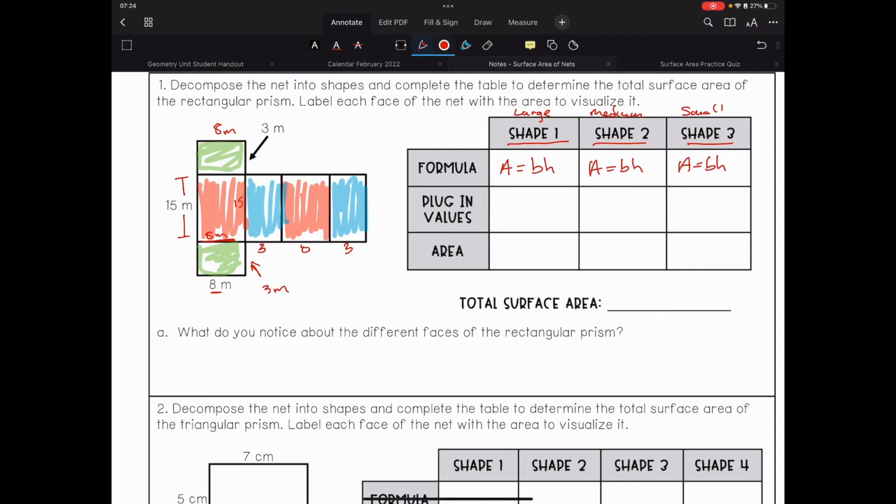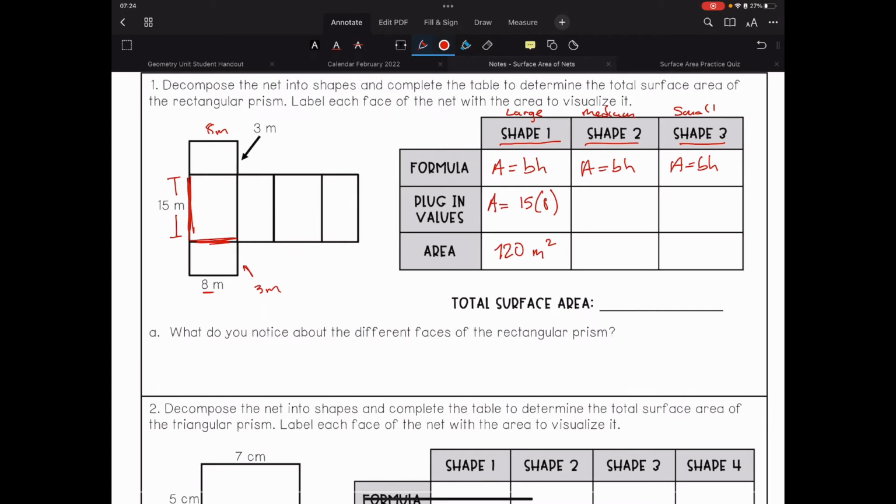And then we can go in and plug in our values. So let's plug in the values now. So for the large one, we have 15 by 8. So its area equals 15 times 8, which would be a total of 120 meters squared. So this one is 120 meters squared. This would also be 120 meters squared. It's the same size.